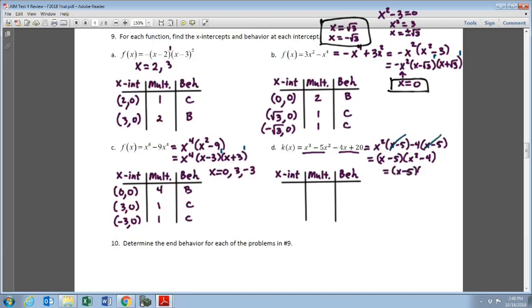Again, we have a difference of squares. We end up with x minus 5 times x minus 2 times x plus 2. And notice these are all to the first power. Those are our zeros, 5, 2, and negative 2. And notice everything has an exponent of 1, so the multiplicity on all of these is going to be 1. So at 5, 0, our multiplicity is 1, and so we're going to cross. Same thing for the other two.